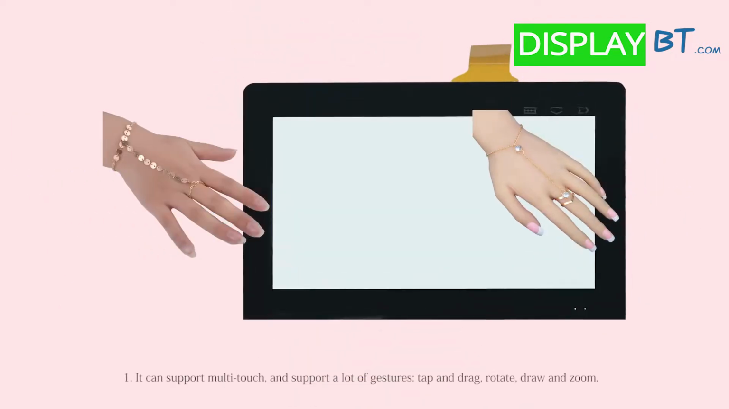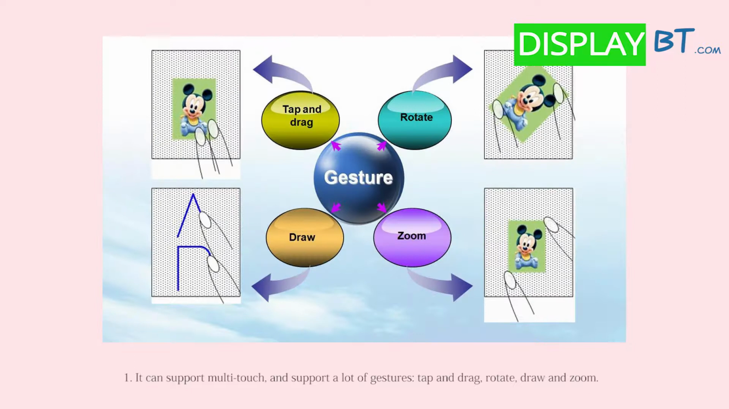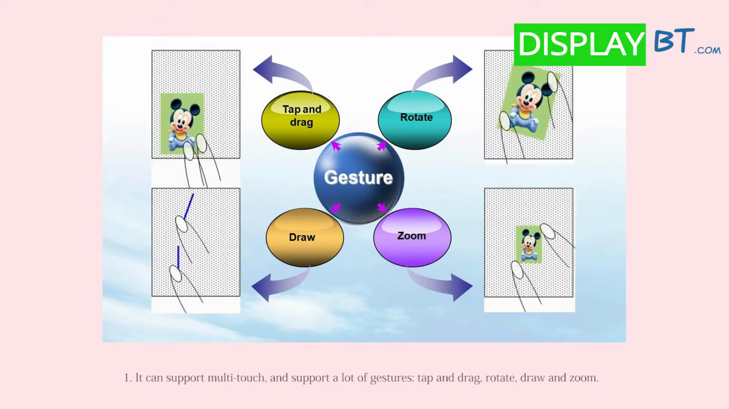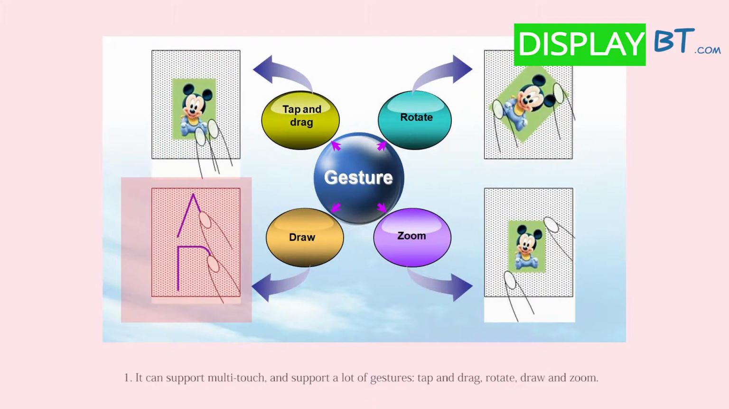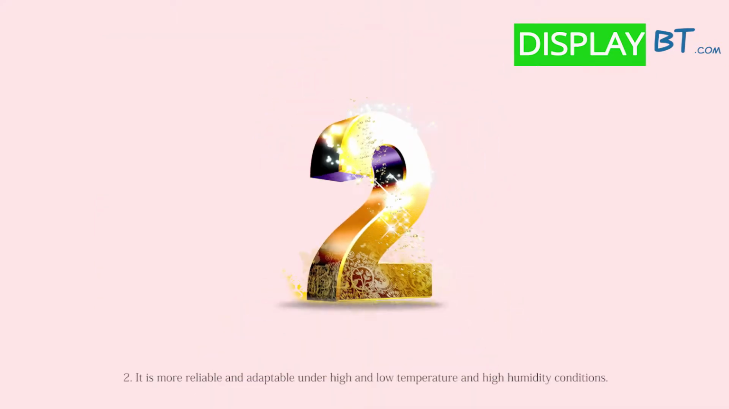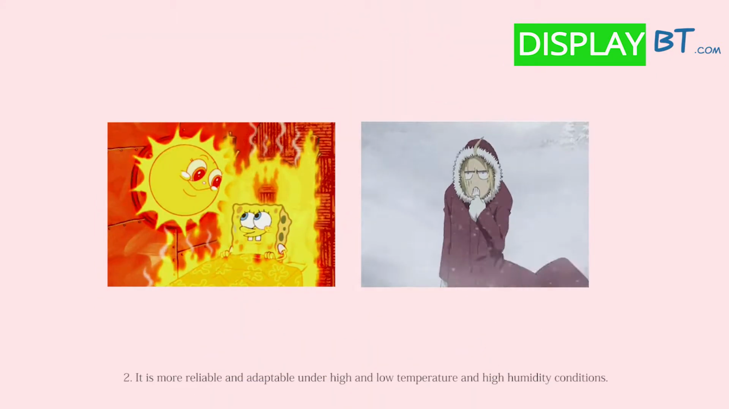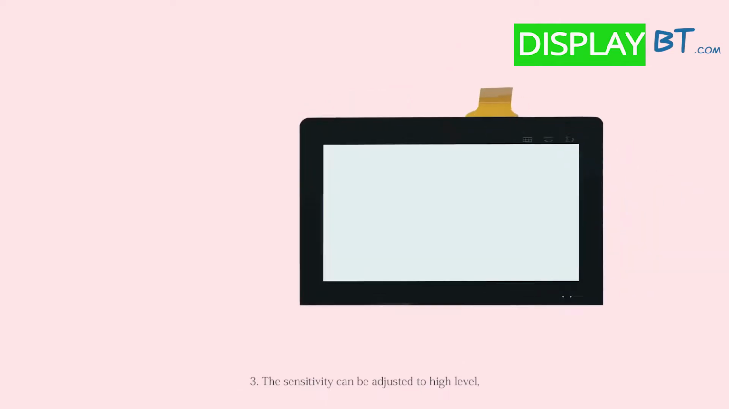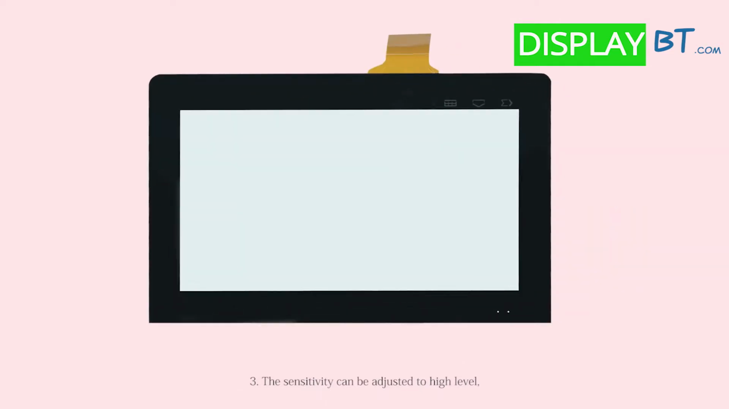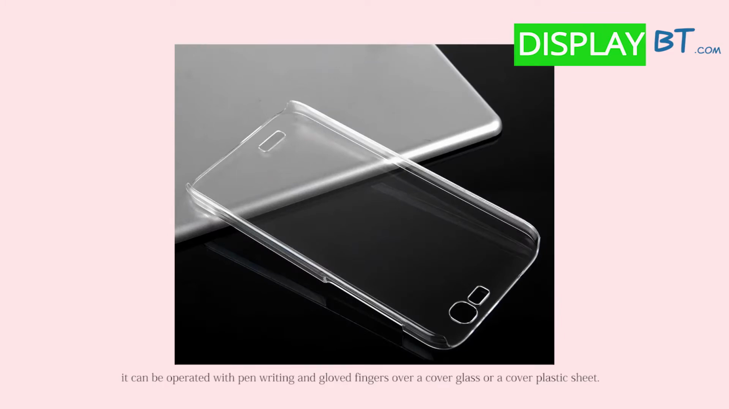Number one, it can support multi-touch and a lot of gestures: tap and drag, rotate, draw, and zoom. Number two, it is more reliable and adaptable under high and low temperature and high humidity conditions. Number three, the sensitivity can be adjusted to a high level. It can be operated with pen writing and gloved fingers over a cover glass or a cover plastic sheet.